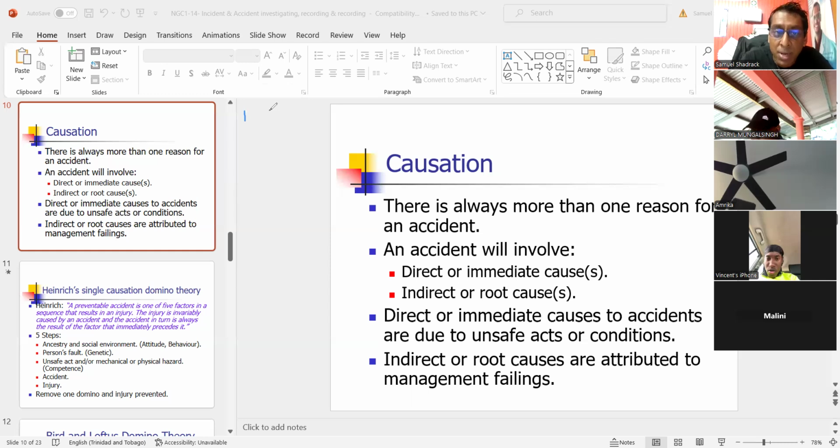So watch me with this one, right? There are some questions that ask, what are the immediate causes of the accident?